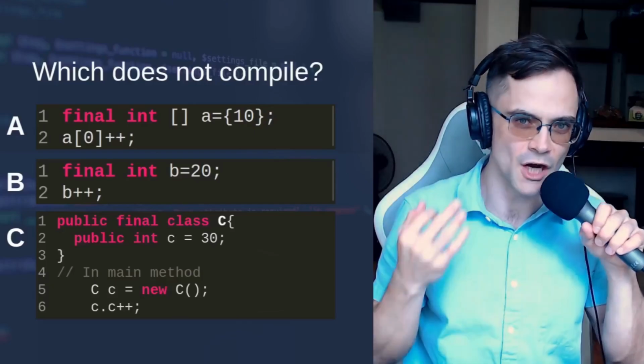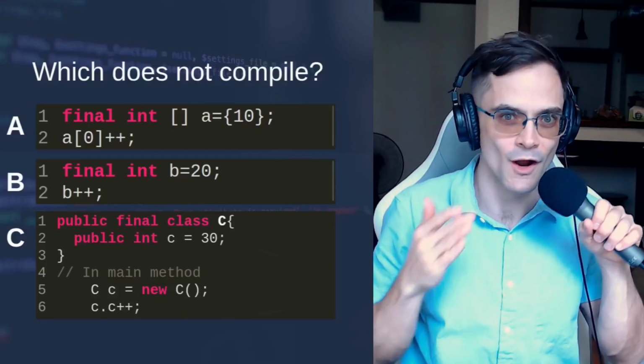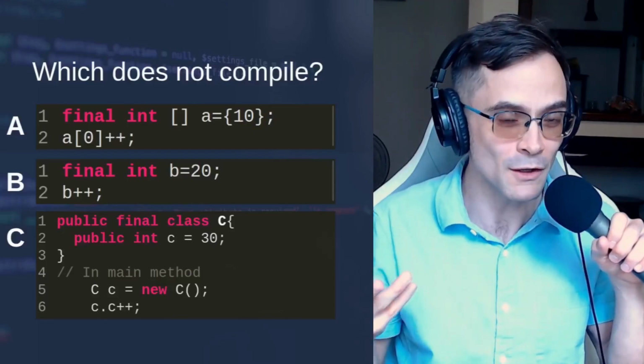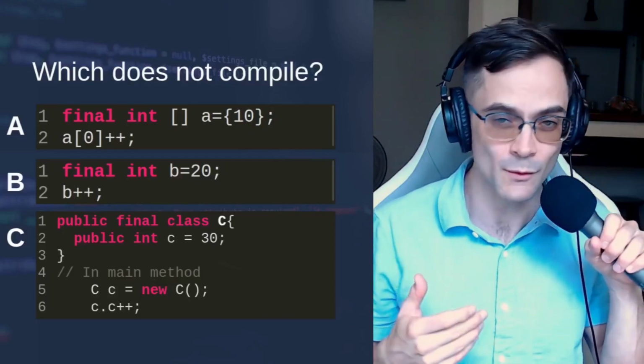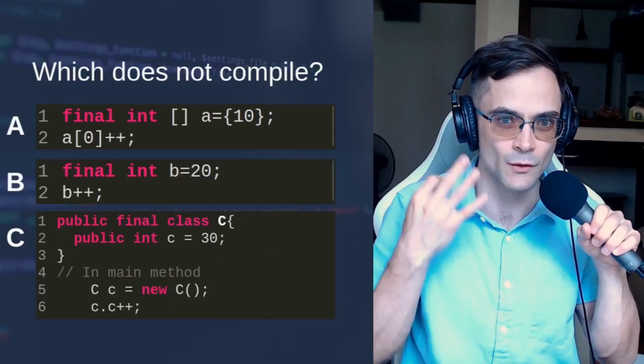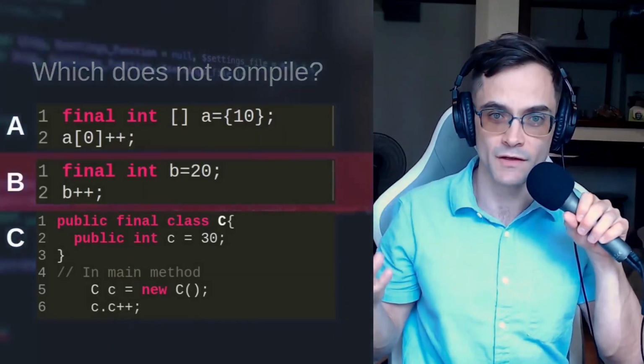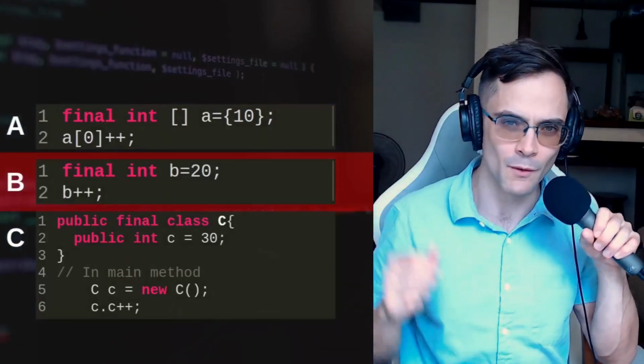So which of these three Java code segments using the final keyword will not compile? Could be all of them, could be none of them, could be one or two of the three. Take your pick, I'll give you the answer in 3, 2, 1. So the answer is B. B does not compile, the other two are perfectly fine.